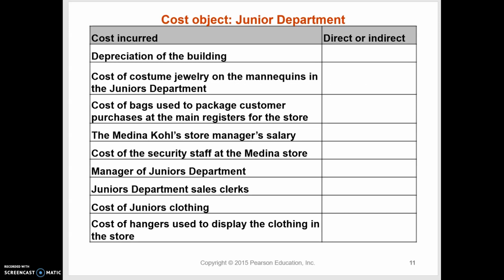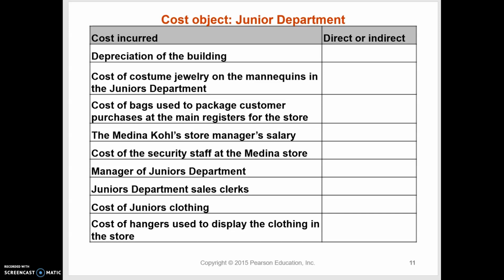So here's a Kohl's store in Medina. I'm not sure exactly where Medina is. Let's say it's in Medina, Ohio. All right, and so the junior department, if you go into Kohl's, there you can buy men's clothes. So there's a men's clothing department, there's a women's clothing department. Juniors would be like teenage girl clothes, right? They also sell some housewares there. Okay, so there's various departments, and we're just looking at this junior department where the teen girl clothes is.